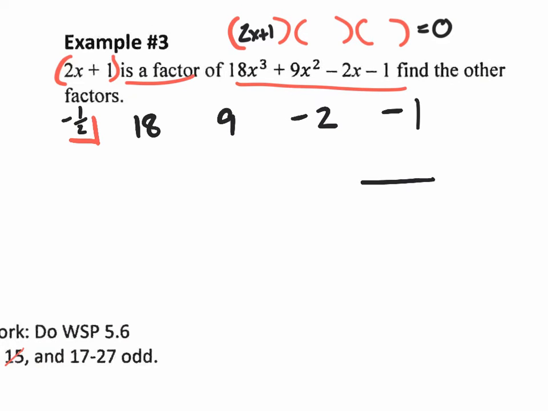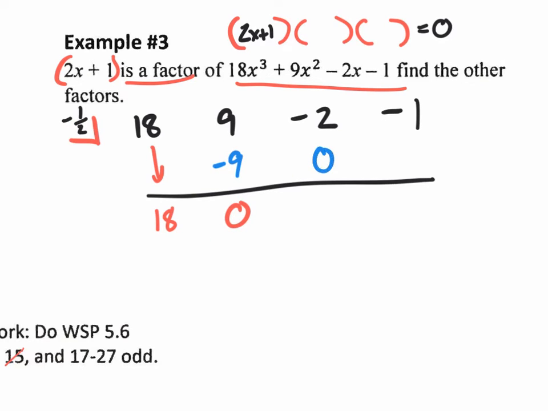As you go down, you combine. 18 plus nothing is 18. As you go up, you multiply. -1/2 times 18, what's that? What's half of 18, guys? 9, but with the negative. As you go down, you combine. What's -9 and +9? 0. As you go up, you multiply. What's -1/2 times 0? 0. Still 0. As you go down, you combine. What's -2 plus 0? -2. As you go up, you multiply. What's a negative times a negative? Half times 2. +1. And the remainder is 0.